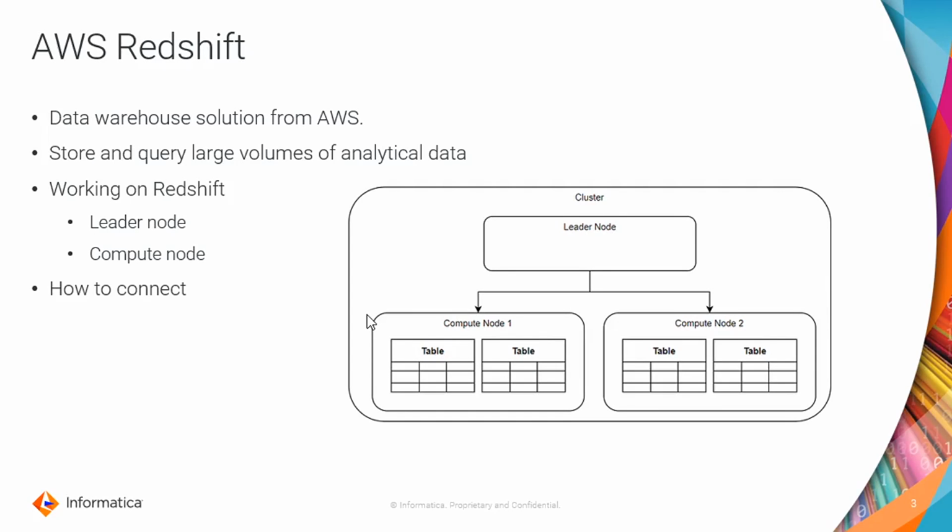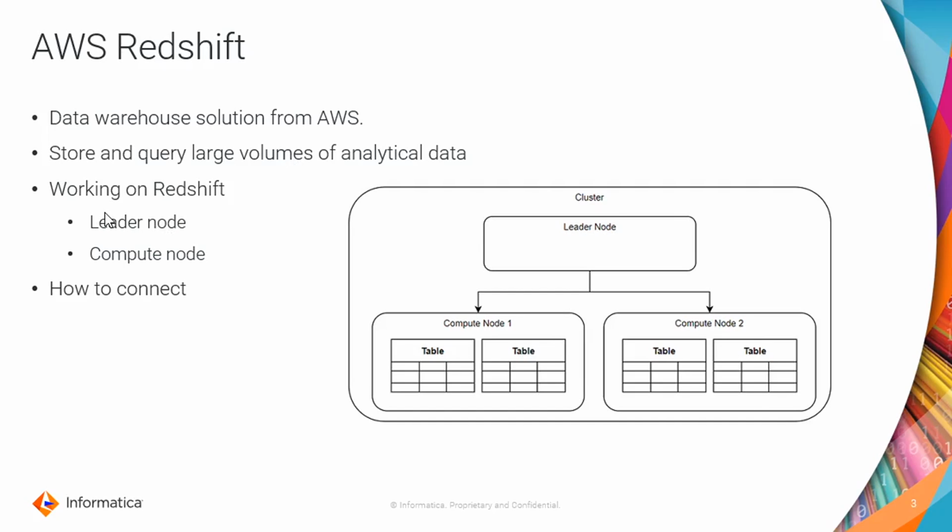Let's begin now. AWS Redshift stands for Amazon Web Service Redshift. It's a data warehousing solution from AWS to store and query large volume of analytical data. Do you know how it differs from traditional relational databases? Traditional databases are designed to store individual transactional data and records, whereas data warehouses are designed to store aggregated data from multiple sources like relational databases and S3 buckets.